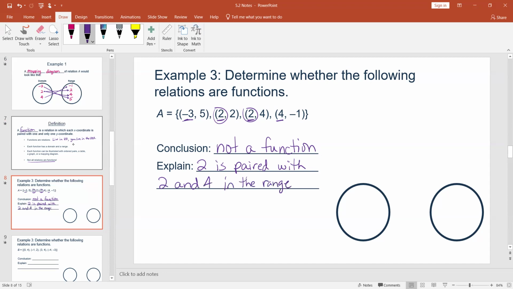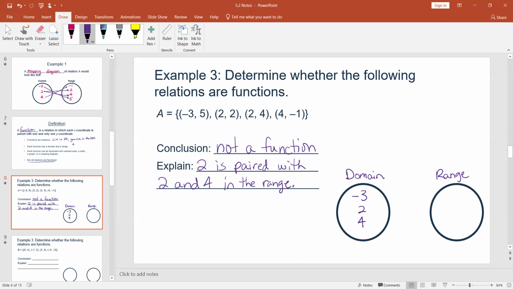Now, if you can't see that clearly, you could always do a quick mapping diagram. Draw 2 circles and first label them domain, so you know what you're looking at, and range. And go ahead and make a list of all your x coordinates. So -3, 2, and 4.